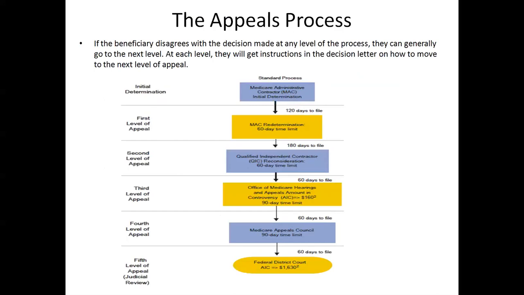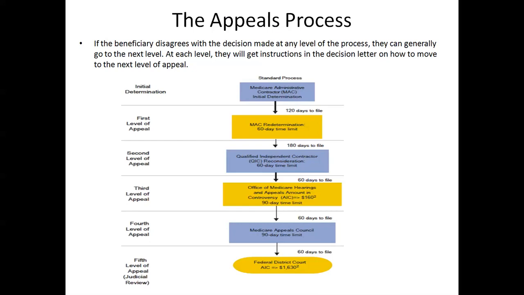Under original Medicare, there are 5 levels of appeal. Of course, the first one is the initial determination, and the MAC makes the initial determination. Then for the first level of appeal, they have 120 days to file. That goes to the MAC redetermination, and they have 60 days to determine. They'll send a letter back out to the beneficiary to let them know what their decision is.